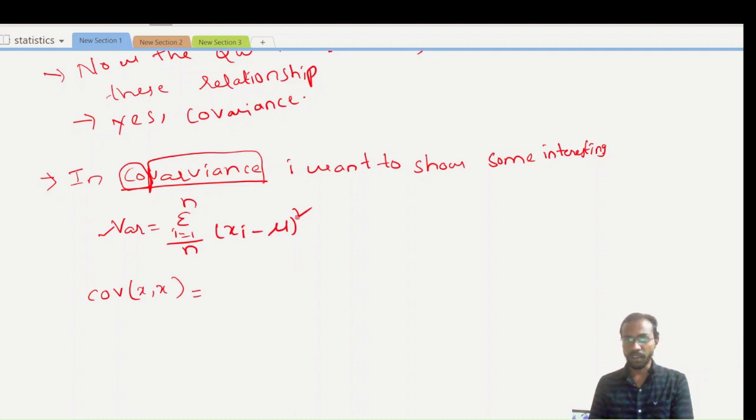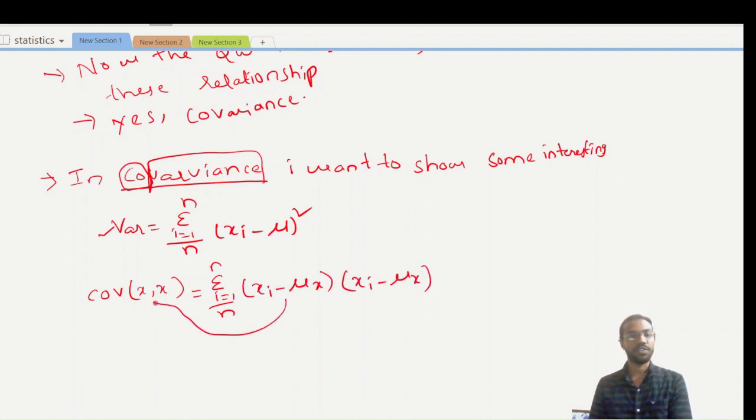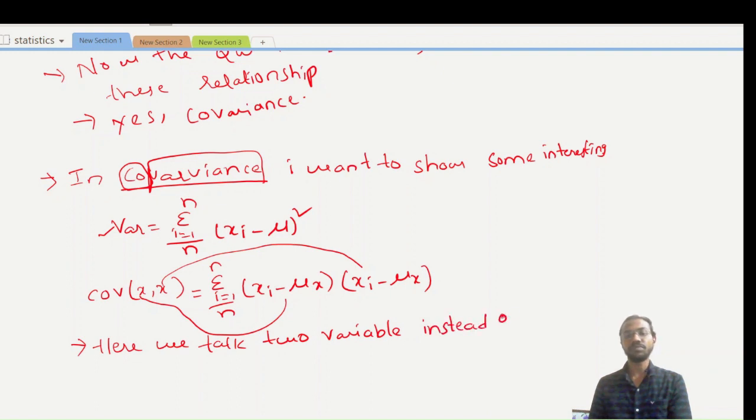Now I want to expand this square term. Summation of (xi minus mu x) for one column and (xi minus mu x) for the second one. This is for this thing, this is for this thing. Don't confuse. Now here we talk about two variables instead of one variable.